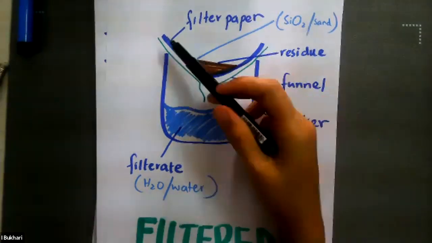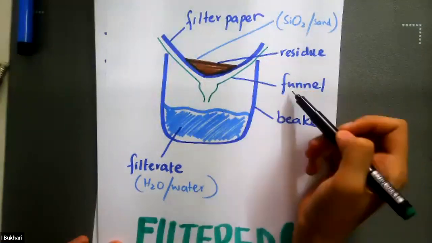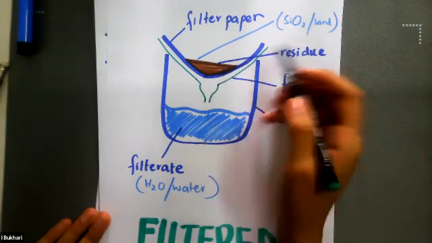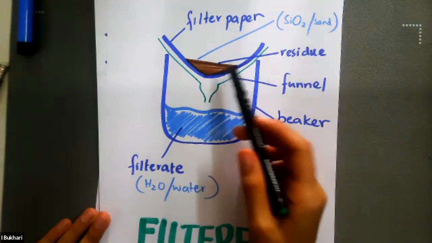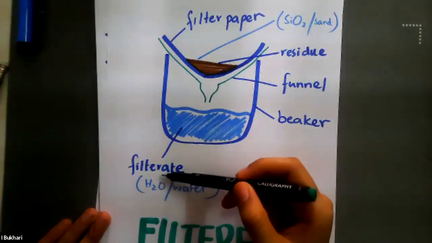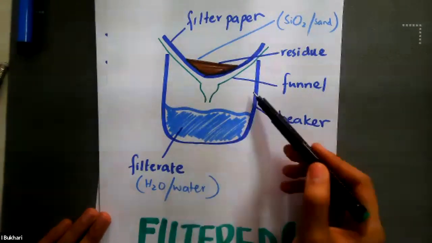So over here I've labeled the apparatus we need to use for this. This is a filter paper. This is the funnel, or the filter funnel. This is the residue, so the solute, this is the sand that was in our solvent, which was water, which is the filtrate after getting filtered. This is our beaker.